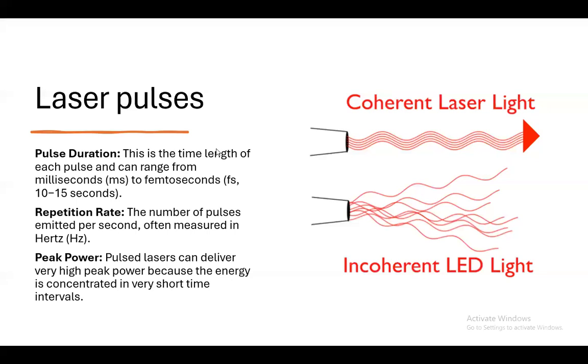And there are some principles we use, like pulse duration. I told you that laser emission is kind of a pulse emission. It is not a continuous thing, just like multispectral scanning, that is a continuous thing. But for LiDAR, it is not continuous. There are pulses. So they emit pulses at a particular time interval. So that is called pulse duration. The number of pulses emitted per second is called repetition rate. And a pulsed laser can deliver very high peak power because the energy is concentrated in a very short time. That is called peak power.